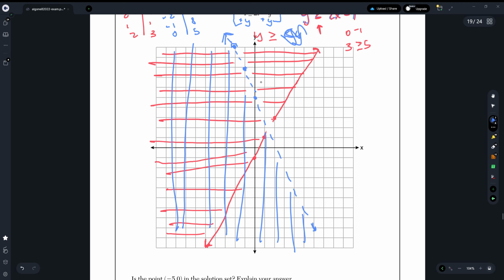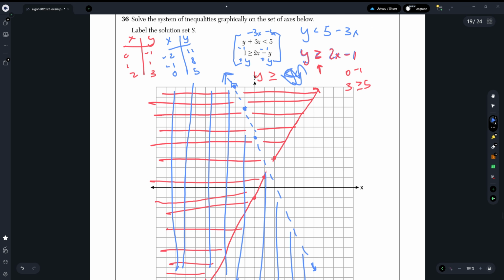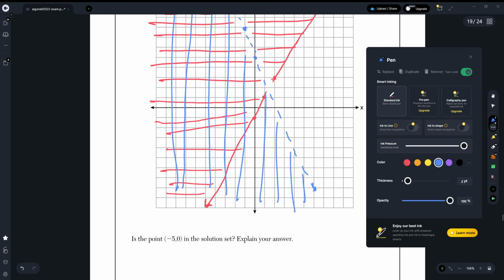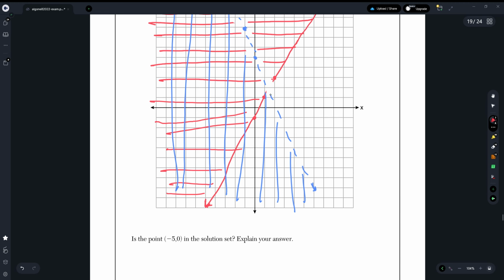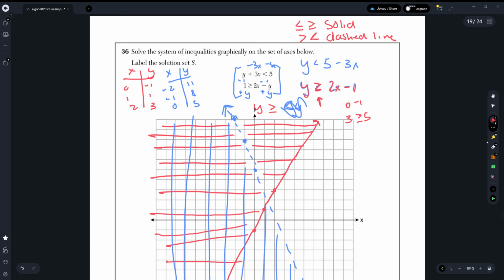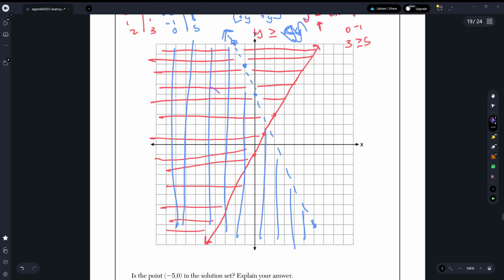here we shade it down, and what it's asking us to do is label the solution set S, right? So we graph both of these, and then we also shaded where we needed to shade based on our sign. Now all we have to do is label the solution set S, and the solution set S is where the two shaded areas intersect. So where do I see them intersect? I see them intersect here, so our solution is going to lie here. S is going to lie here, right?